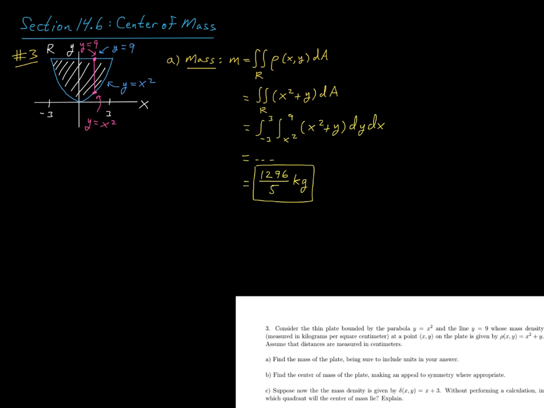All right, so then for part B, it says find the center of mass of the plate, making an appeal to symmetry where appropriate. Okay, so notice here, this plate is symmetric with respect to the y-axis and our density function rho is even with respect to x. In other words, if I take a point over here in quadrant 1 and reflect it about the y-axis, since we have this square on x in our density function, the density at this point in the first quadrant will be the same as the density over here in the second quadrant.